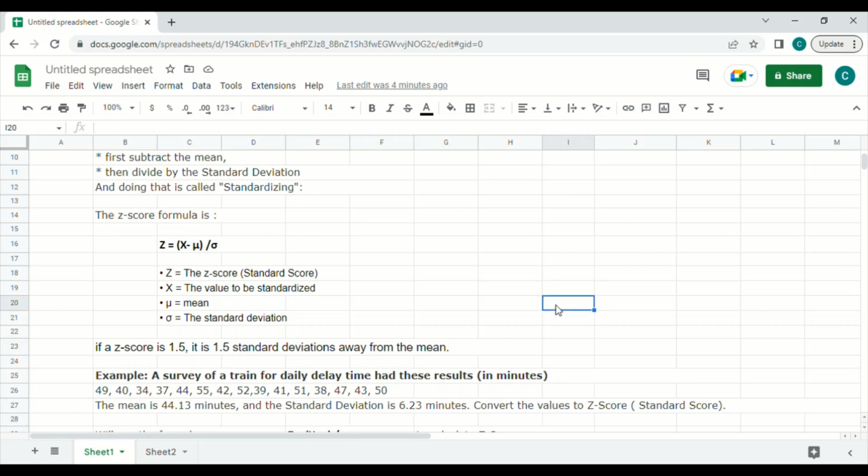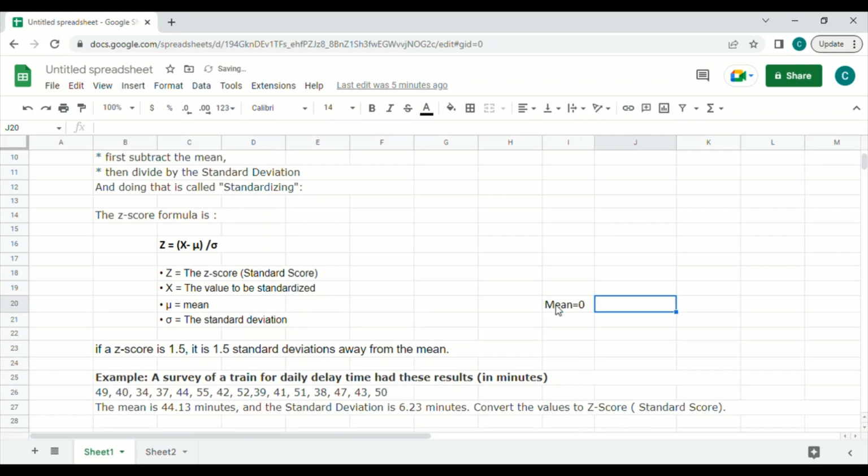Let's try to understand in this way. We'll draw the x-axis of a standard normal distribution, which has mean equal to 0, 1 standard deviation, 2 standard deviation, 3 standard deviation, minus 1 standard deviation, minus 2 standard deviation, minus 3 standard deviation.